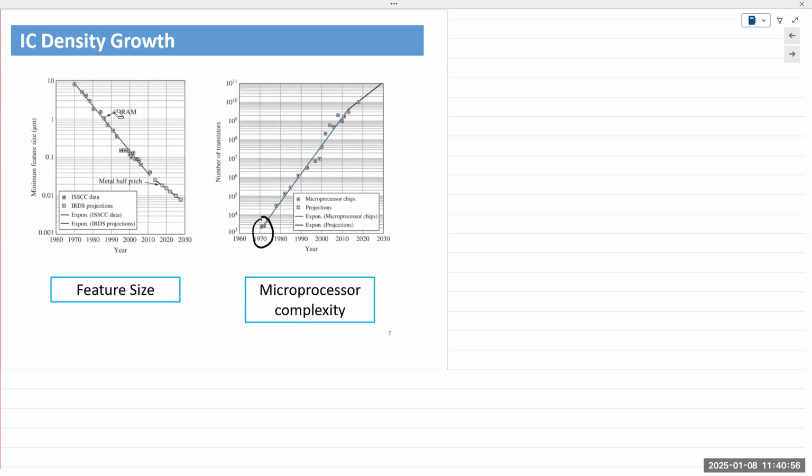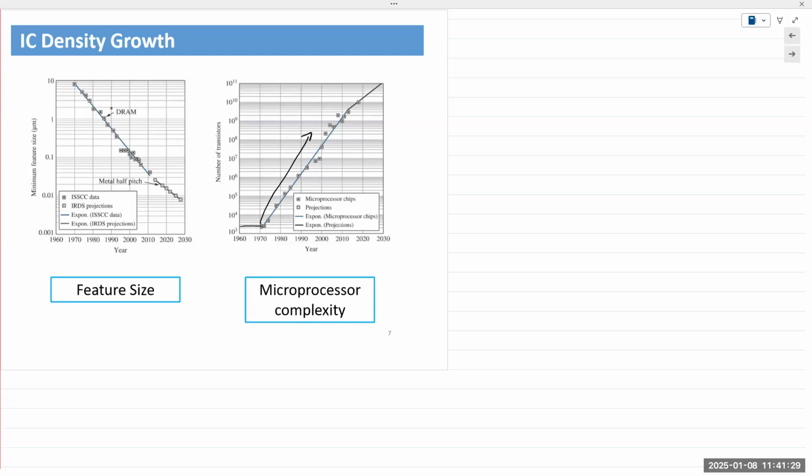1970s, here you can see approximately 10 raised to 3, excuse me, 10,000 devices in a single microchip. Then almost a linear relationship as we go along. So the number of transistors, the quantity, has been doubling every 24 months.